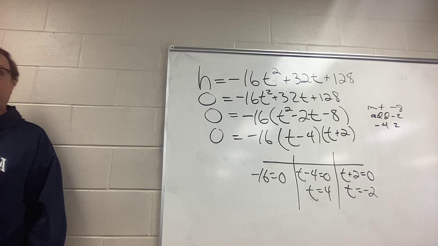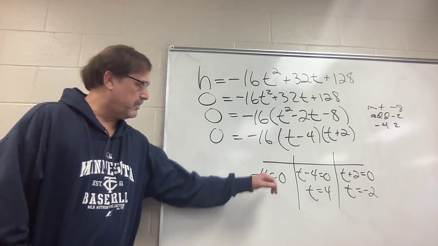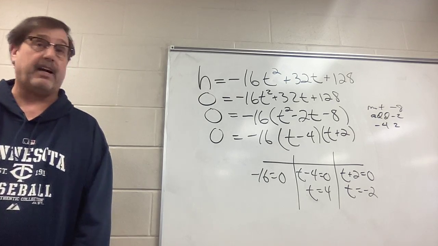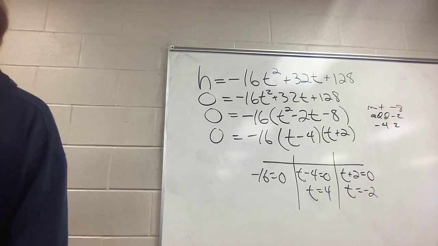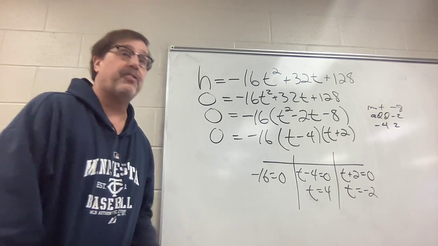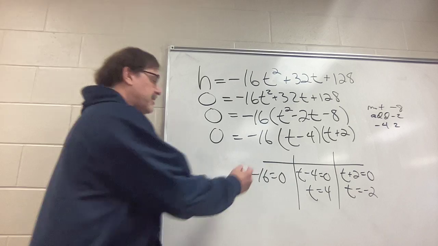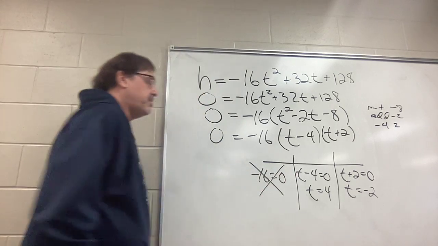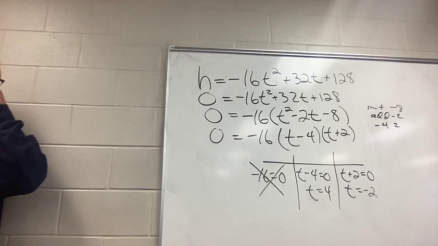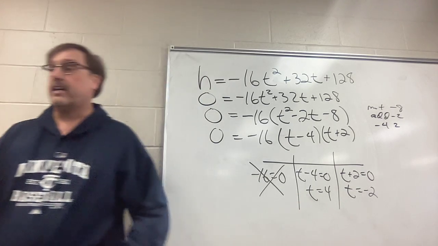Some of the teachers at Eastridge would look at this and go, negative 16 equals 0. They go, wow, we didn't know that. Pretty interesting. Must be a fact. No, it's not a fact. If the variables are gone and it doesn't make sense, it's an answer that algebraically worked, does not work in our problem. T equals 4, hits the ground in 4 seconds.